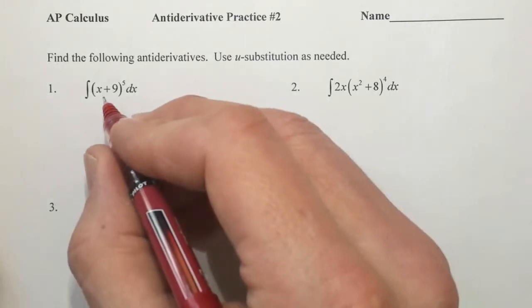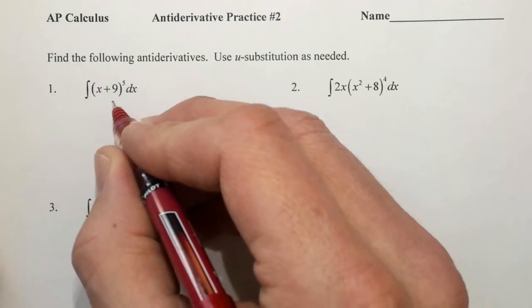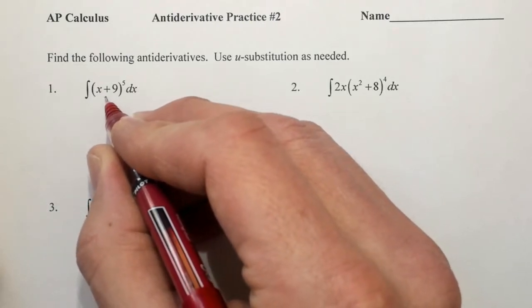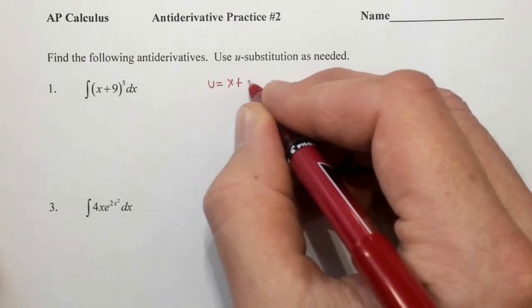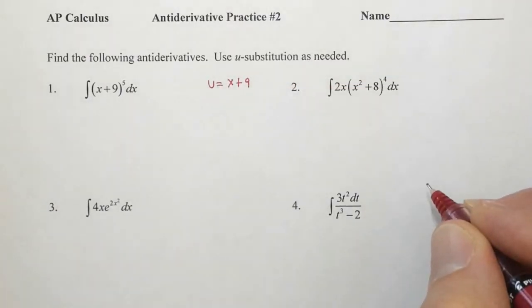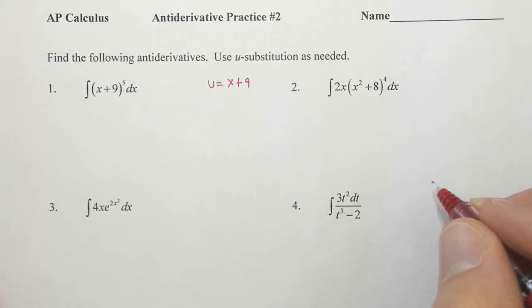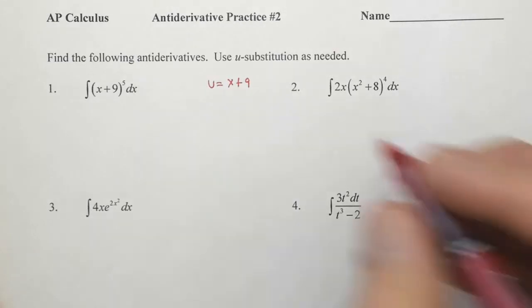With the first problem, our inner function is x plus 9. So we're going to make u equal to x plus 9. So that's our first step: identify what u is, identify the inner function. Check. Second step, take the derivative of u.